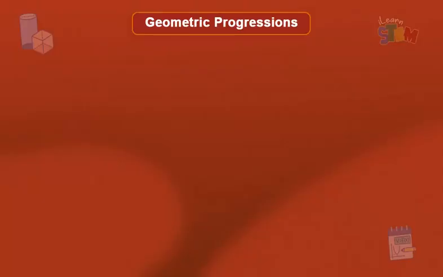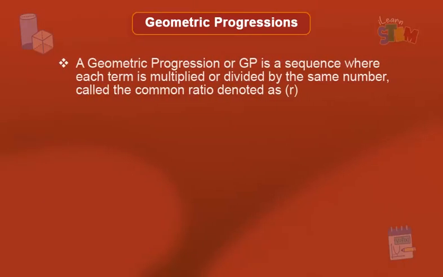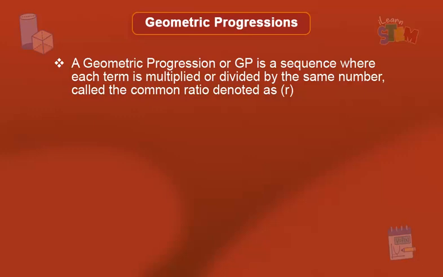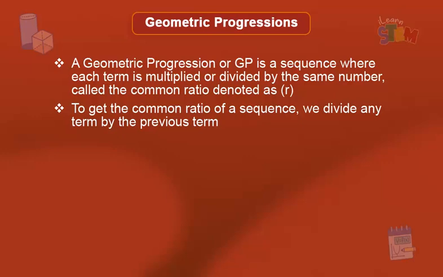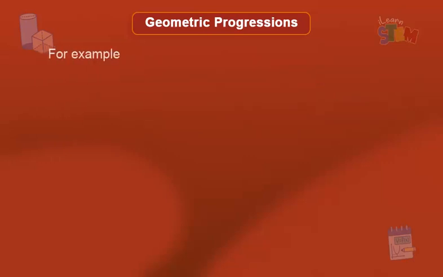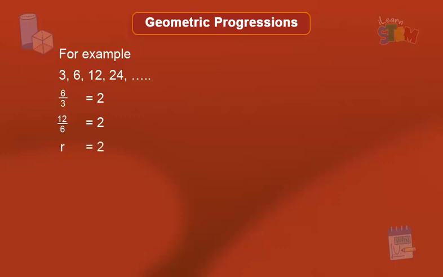Note down the following. A geometric progression, or GP, is a sequence where each term is multiplied or divided by the same number, called the common ratio, denoted as R. To get the common ratio of a sequence, we divide any term by the previous term. For example, in this sequence, 6 divided by 3 is equal to 2. 12 divided by 6 is equal to 2. And so on. So, the common ratio is 2.